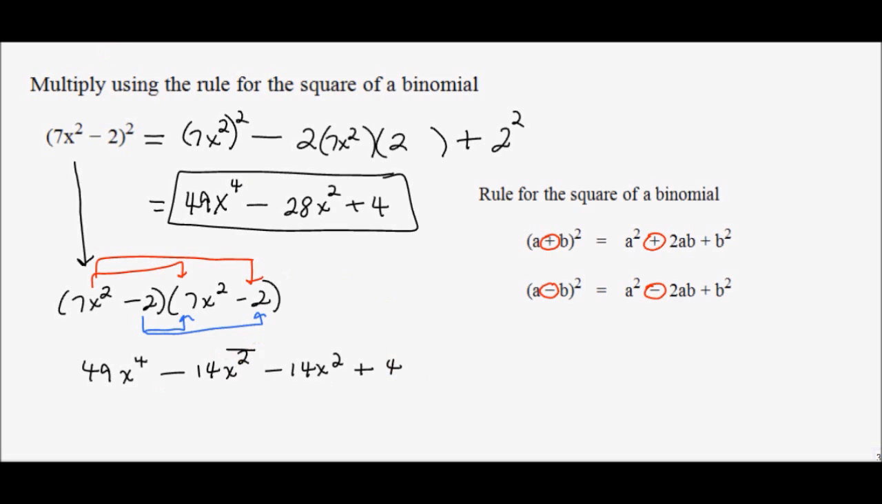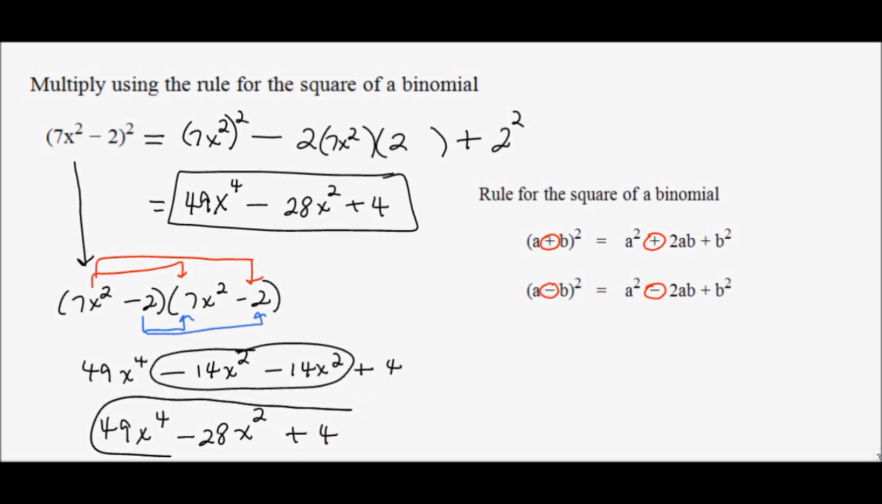So now we're just going to combine these like terms in the middle. So that gives us 49x to the fourth, minus 14 minus 14 is minus 28x squared. Those are both square terms. Plus 4. All right, so either method we use, we get the same result.